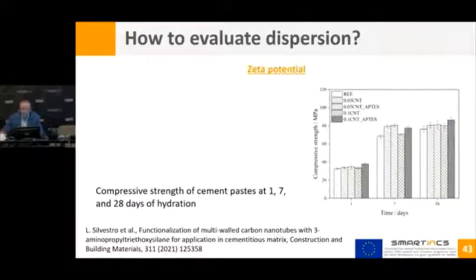And again, they functionalized the carbon nanotubes there, and they verified that the suspension was stable because they measured the zeta potential of the suspension. And of course the compressive strength was higher once the system was stable, once the carbon nanotubes were functionalized and the zeta potential was correct, above 30 millivolt. They observed higher mechanical properties with respect to the reference sample without carbon nanotubes.